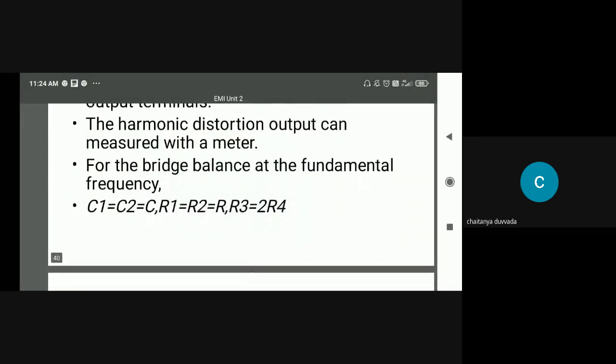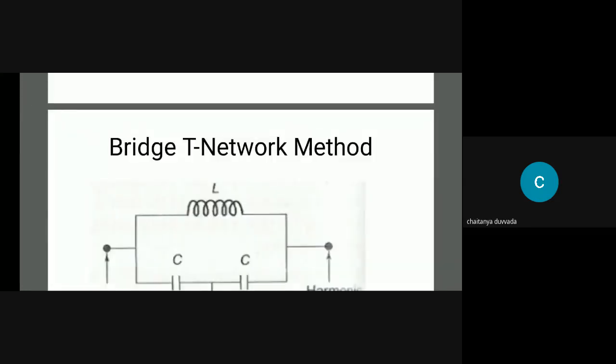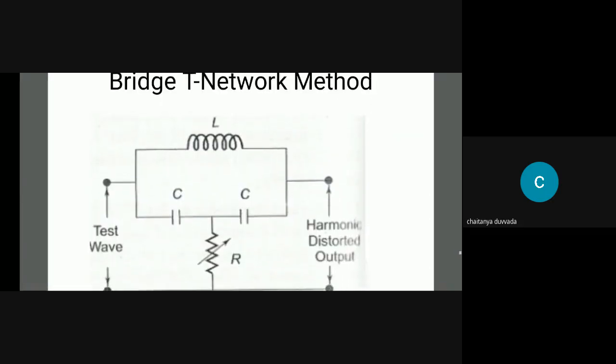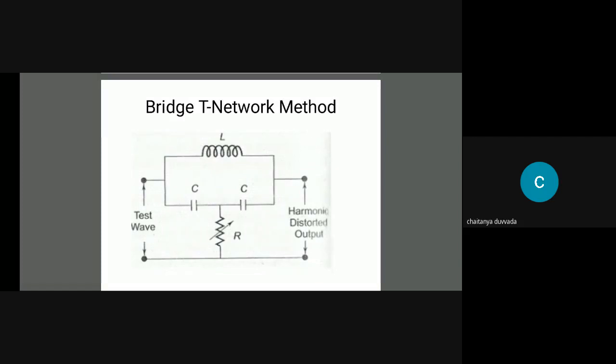So, okay, two methods are done. The next remaining method is named the Bridge-T network method. Students, all of you see this diagram carefully. This method is known as the Bridge-T network method, and it consists of the following diagram. In this diagram, one T-shaped network is there, so the shape is in the form of a T.